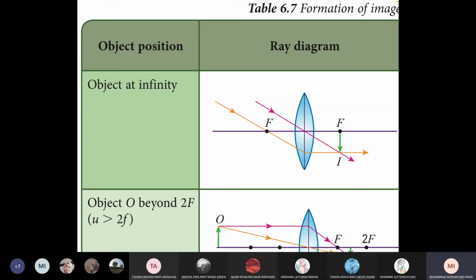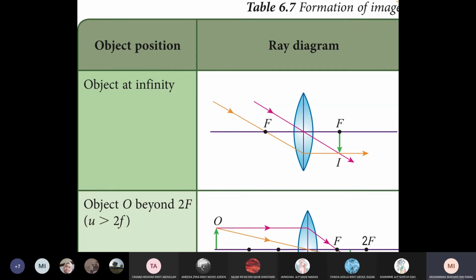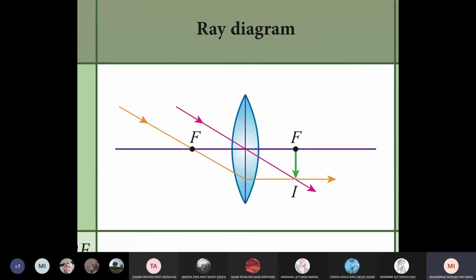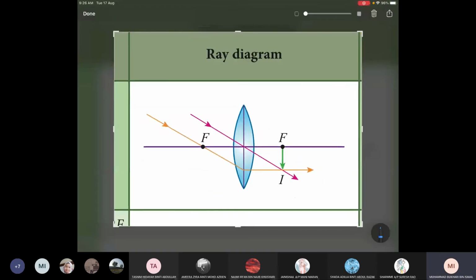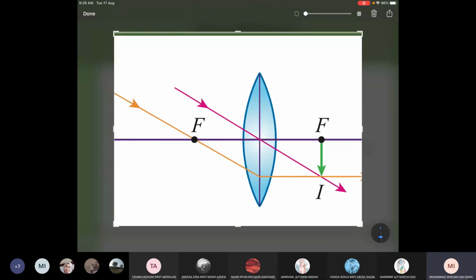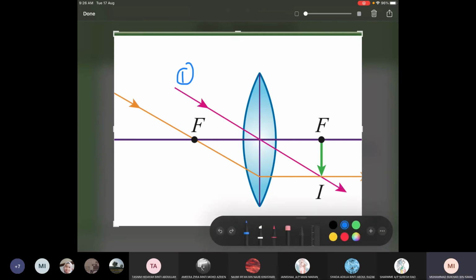In the first case, the object is at infinity. You can see there, when light passes through the optical center, there is no refraction. This is the first rule, if you still remember. When light travels at the optical center, there is no refraction. So you have a straight line there.